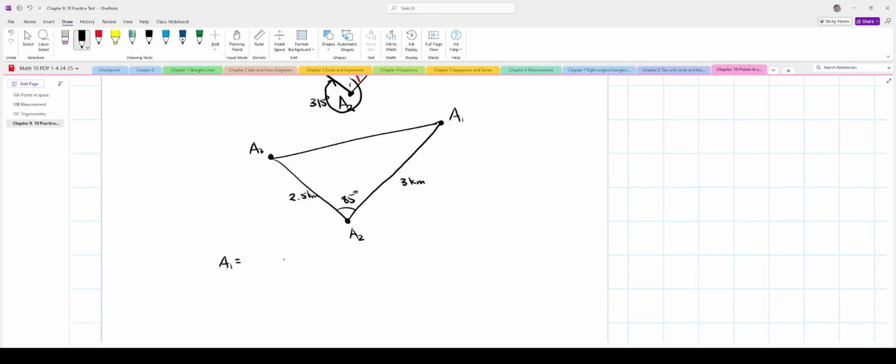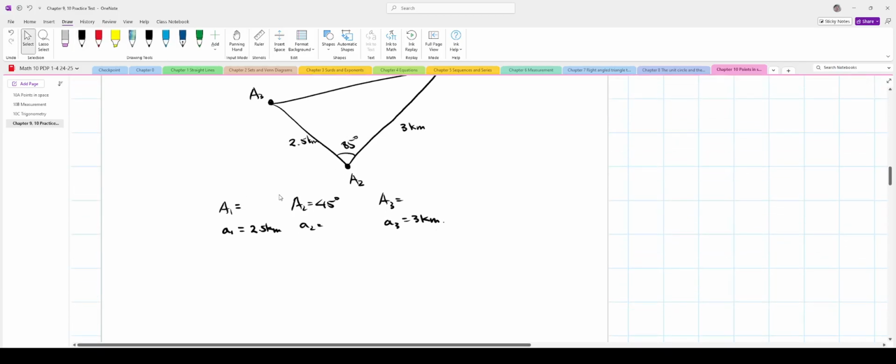A1 is unknown, A2 is 45 degrees, and A3 is unknown. And the length A1 is given as 2.5 kilometers, the length A2 is unknown, and length A3 is 3 kilometers. So this one, we don't see any perfect pair. So that's a good sign that we have to use the cosine law.